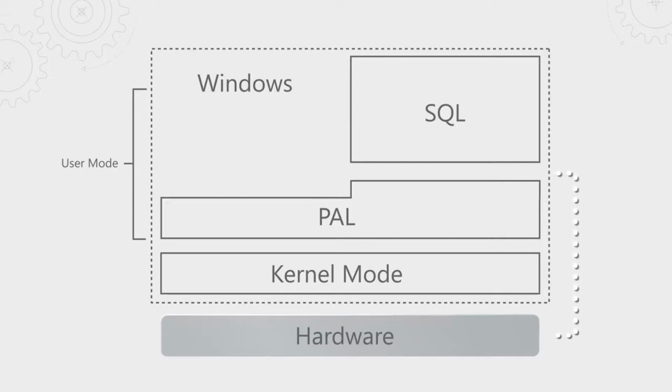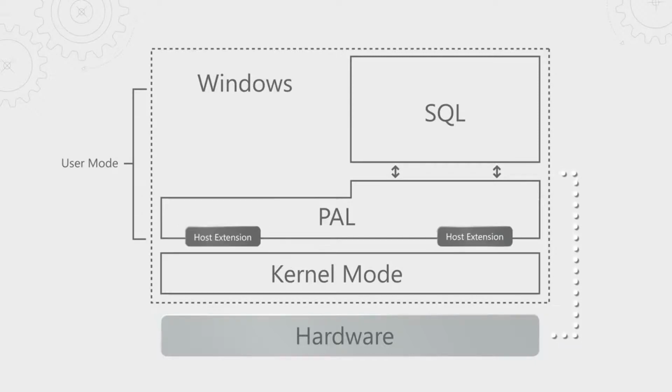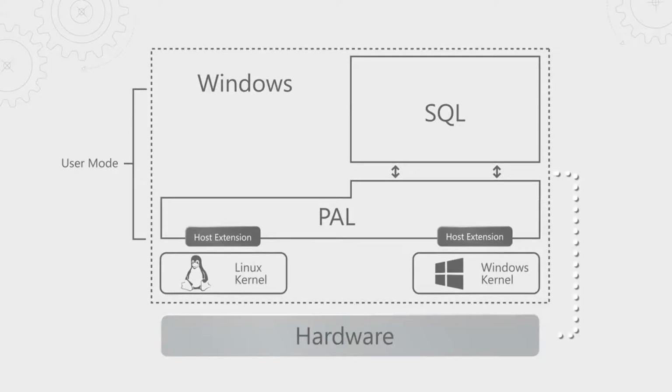And then as part of the SQL Platform Abstraction layer, we intercept those ABIs that are in Windows, and we remap them onto the ABIs of the host operating system we're running on. And that's what we call a host extension. And today we have one for Linux and we have one for Windows. And the result is that regardless of which operating system SQL Server is actually running on, it thinks that it's running on top of Windows.